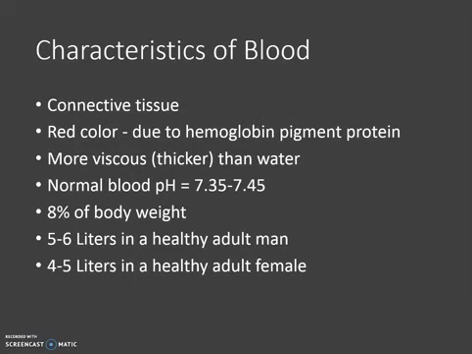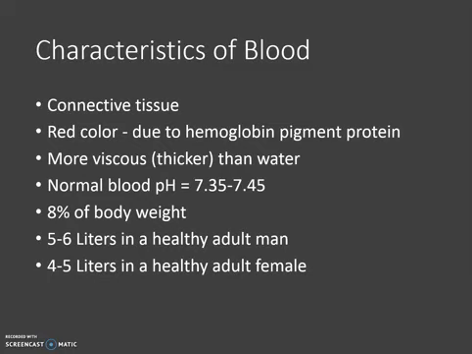Blood is also thicker or more viscous than water, and that's because it has solid stuff suspended in it, and it also has different nutrients and different things dissolved in it as well. Your normal blood pH is a little bit higher or a little bit more basic, I guess, than neutral. So normal is between 7.35 and 7.45. If your blood pH gets lower than 7.35 or greater than 7.45, it can cause problems.